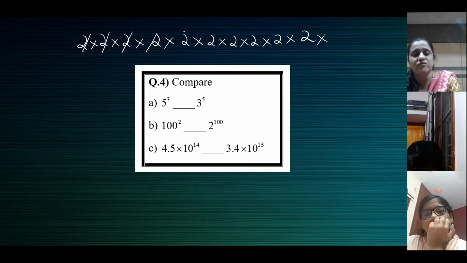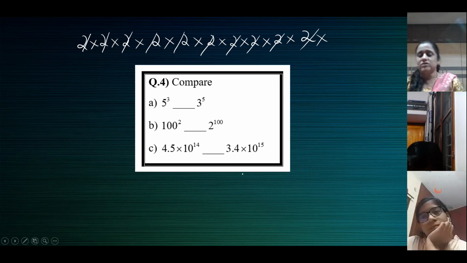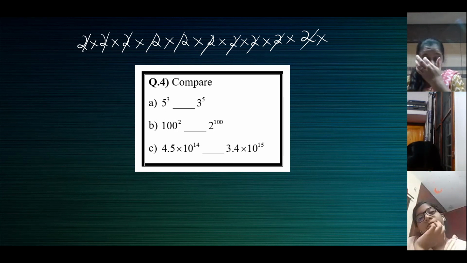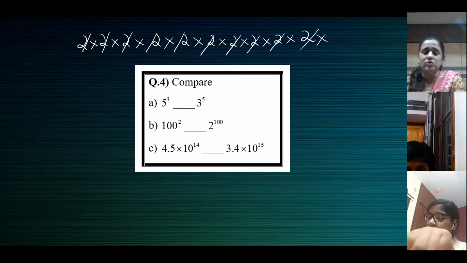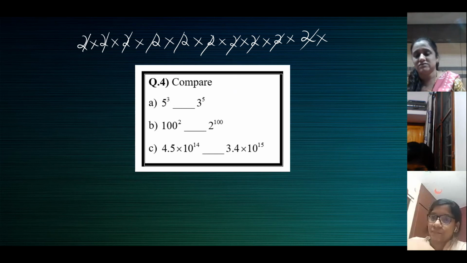1, 2, 3, 4, 5, 6, 7, 8, 9, 10 times itself we got 1024. Then into 2, you will get something in 2000. Then again into 2, you will get in 4000. Again into 2, you will get some 8000. Again into 2, 16,000. So when it goes like that, 2 to the power 100 is a large number.